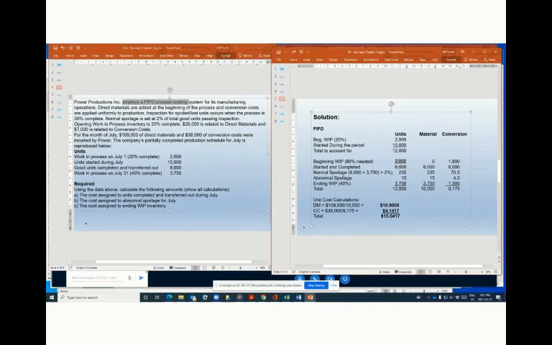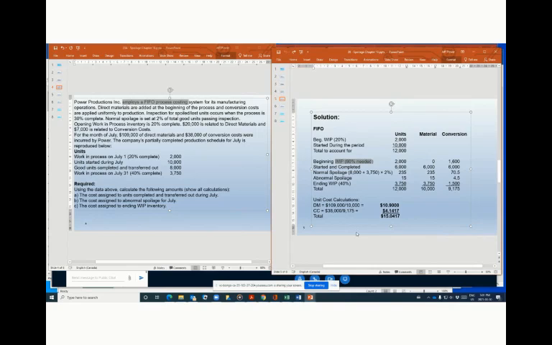in beginning work in process that were started last month. Well, what did we have to do this month to finish them off? Well, we didn't have to add any materials. No, because the materials were already there. But remember, they were only 20% done. So because they were 20% done, we had to do 80% of the work this month.